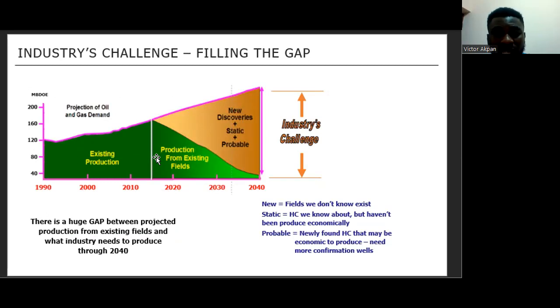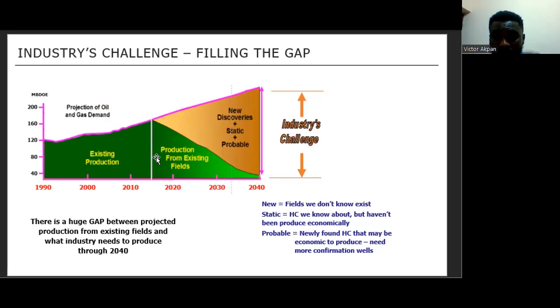Now, statistics has it that if production continues from existing fields alone currently, by 2040 we would be left with about 40 million barrels of oil per day and even less across the world, which is not going to support the global demand of over 200 million barrels of energy that will be required in the year 2040. Our challenge now is increasing production, basically in more environmentally responsible ways, with cleaner technology, and this has contributed to our own challenge as an industry.